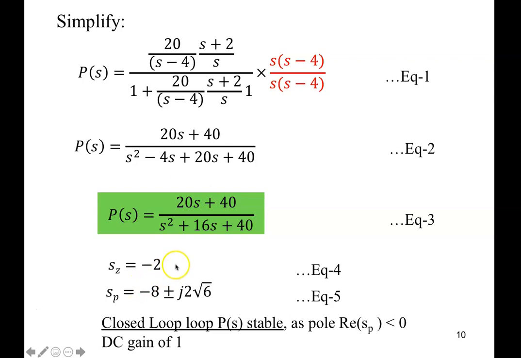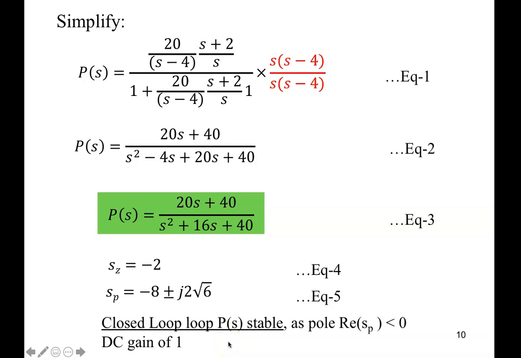The next thing you can examine is the DC gain. Now to find the DC gain of that system is quite straightforward. You equate all the s's to 0. So this term disappears, this term disappears, and this term disappears. So it becomes 40 over 40, that's 1. So I have DC gain 1.